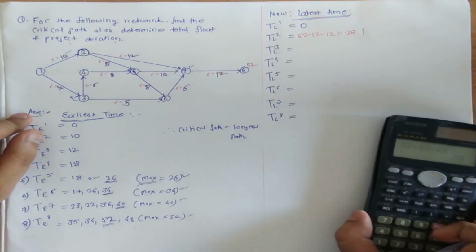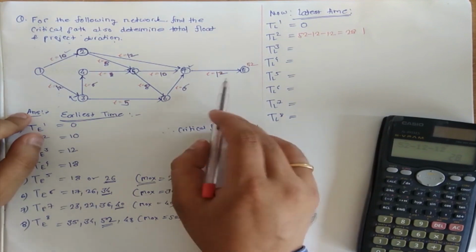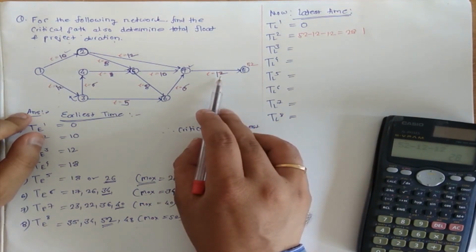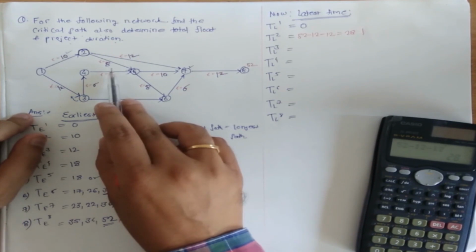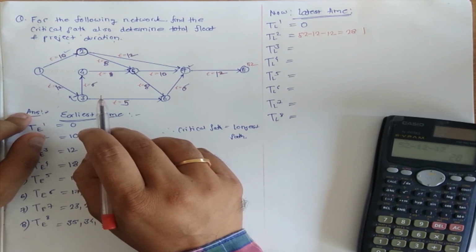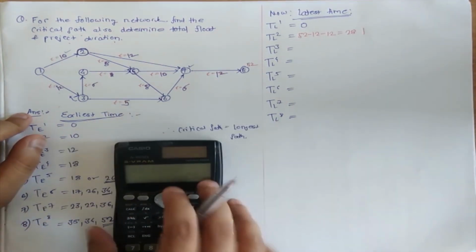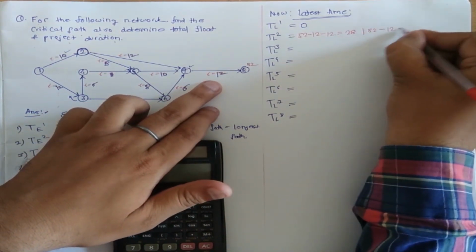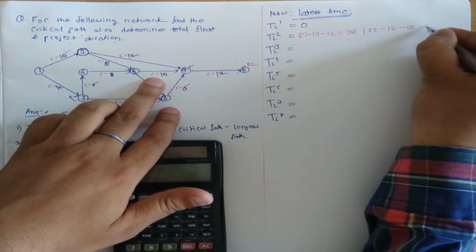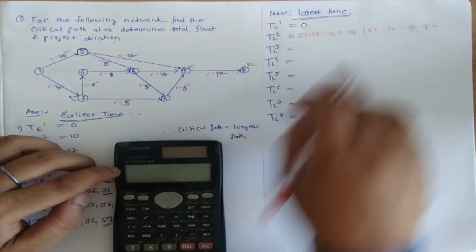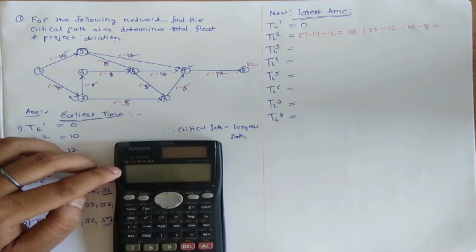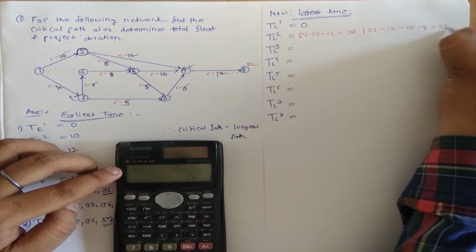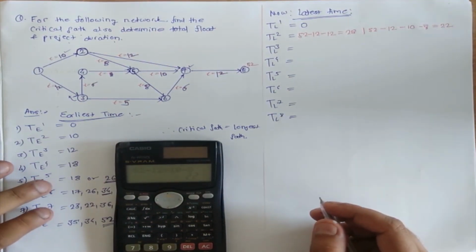Or we have another method of reaching it, that is 52 minus 12 minus 10 minus 8. Okay, it's another method. So 52 minus 12 minus 10 minus 8, it is coming out to be 22. Now we'll see one more method again.